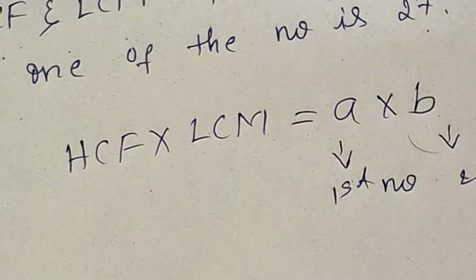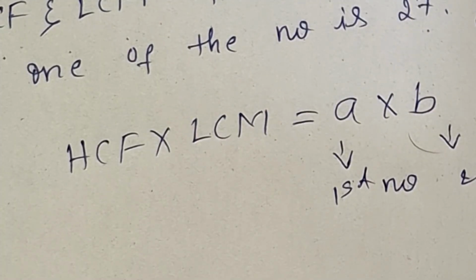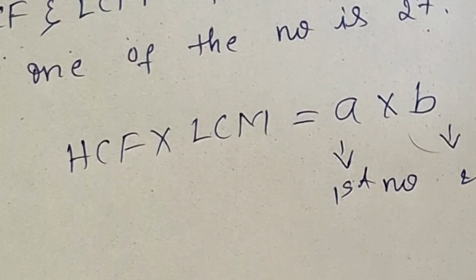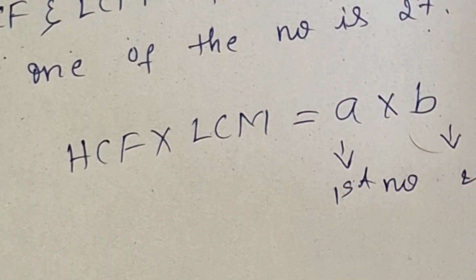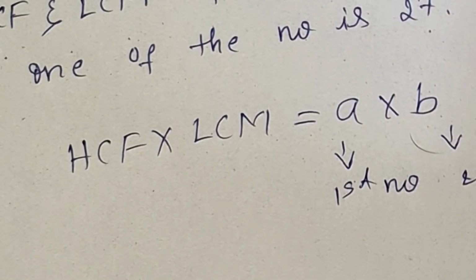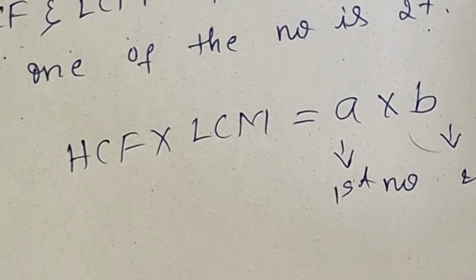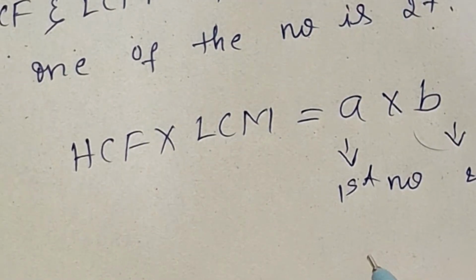HCF of the two numbers is 9. Then the LCM is 459. If one of the numbers is 27, I will take it as the first number. The first number is 27. So what do we find? The second number, B. We have to find the second number.